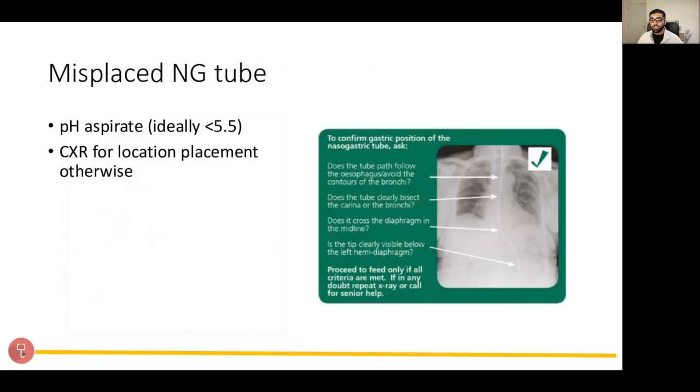Then we also have misplaced NG tube. So if a patient has a misplaced NG tube, the first thing you'll want to do is aspirate and check the pH. If it's not under 5.5, that means that the tip of the NG might not be in the stomach. So therefore you need to do a chest x-ray to identify the location of the NG more accurately. These are the key criteria that you want to be thinking about to make sure that the NG is in the correct place before you certify it to be safe for feeding. In practice, in a lot of hospitals, you need to be a reg or above to safely certify an NG tube in the right place using a chest x-ray. But again, this is something that does come up in exams and that you should know at your level.